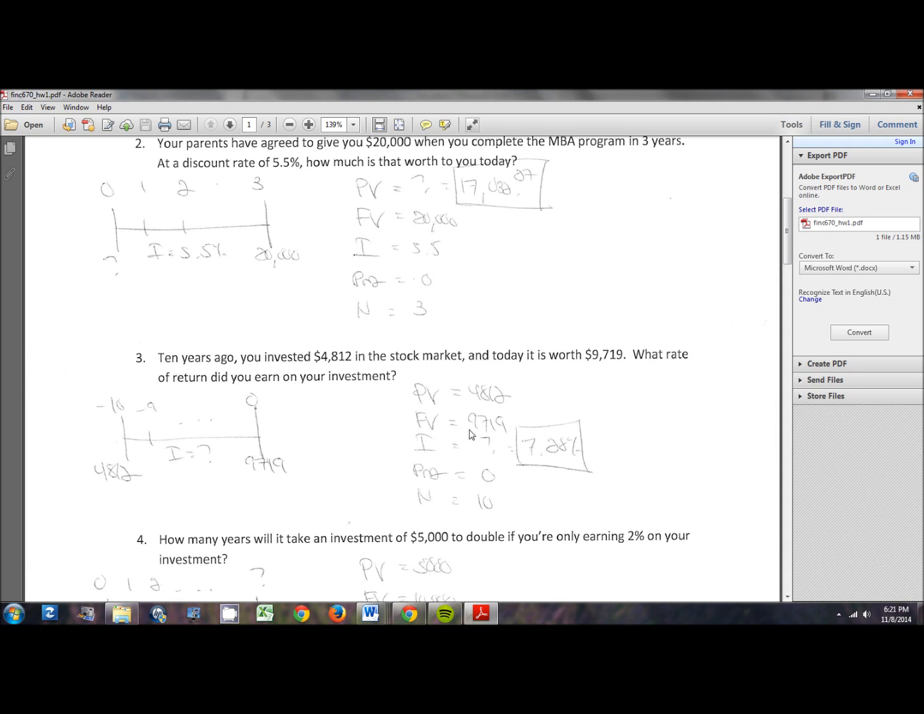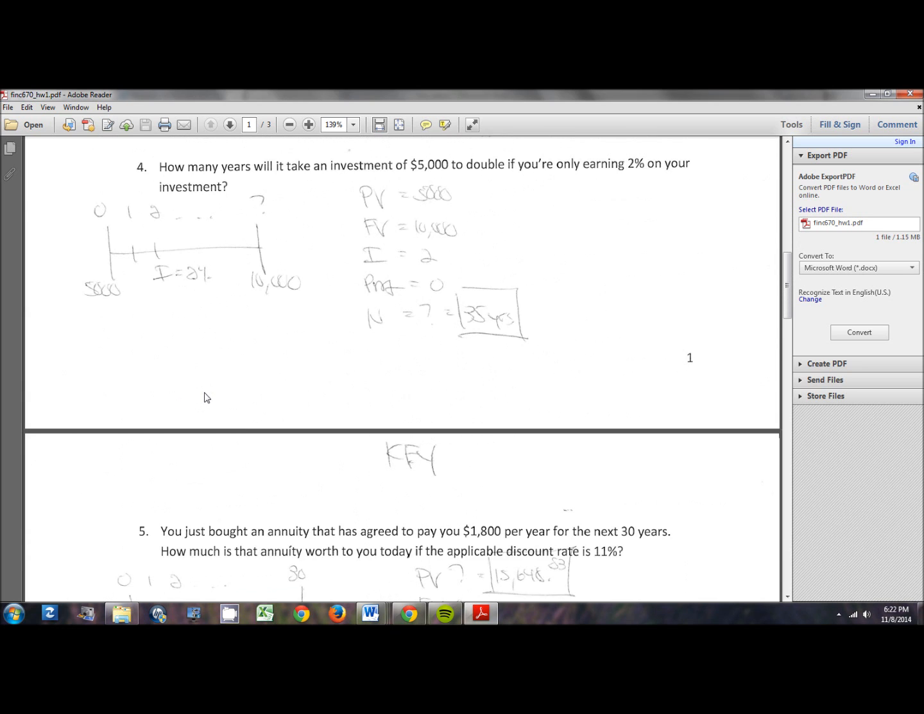My future value is $97.19. Remember, these must have opposite signs. It does not matter which one is which, as long as they have opposite signs. If you try to put them both in as positive, you will most likely get an error message on your calculator. Again, you will not see me write one of them as negative, because either one of them could be negative, so I like to use the absolute value. Payment is 0, N is 10. My interest rate is 7.28%.